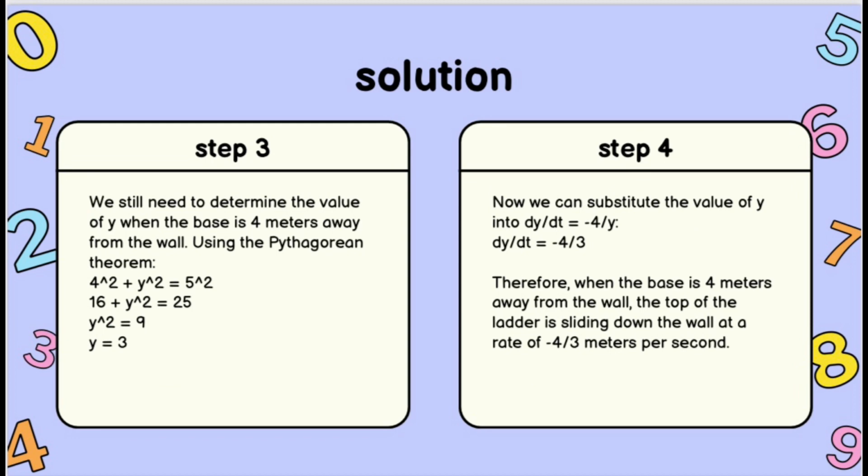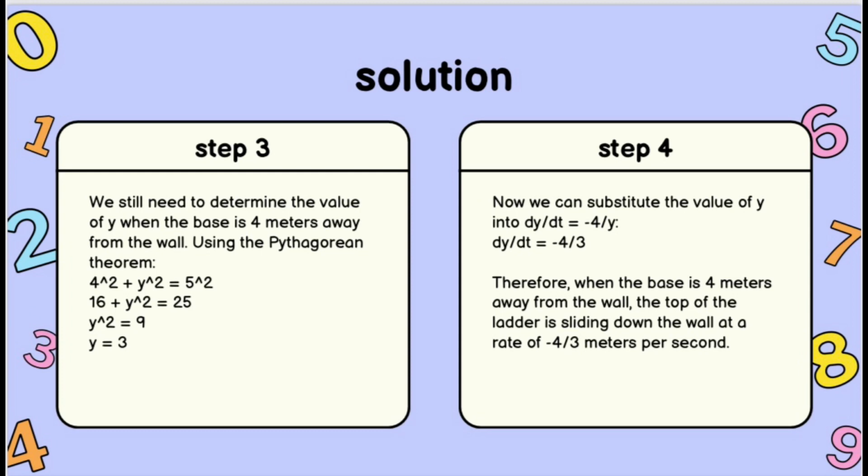Step 3, we still need to determine the value of y when the base is 4 meters away from the wall. Using the Pythagorean theorem, 4 squared plus y squared equals 5 squared. 16 plus y squared equals 25. Next, y squared equals 9, resulting in y equals 3.